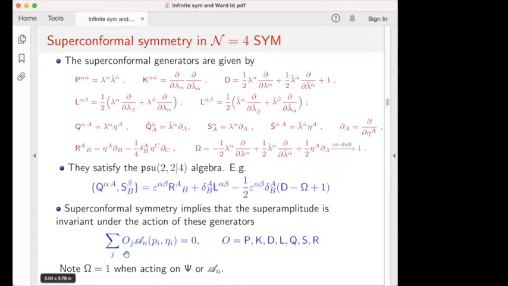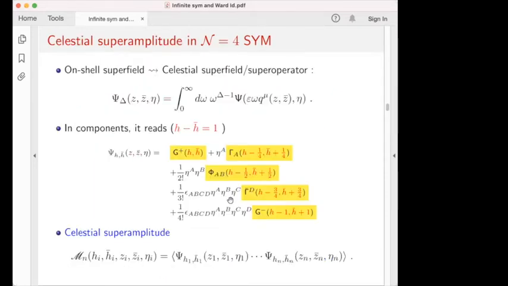We have many different generators, so we have many different expressions, but all of them should be 0. This gives the superconformal Ward identities, and it imposes a great amount of constraint on the structure of super amplitudes. So this is in momentum space. Now I'm going to find the counterpart on the celestial sphere. We can start with this on-shell superfield and perform a Mellin transformation, and then this gives this celestial superfield.